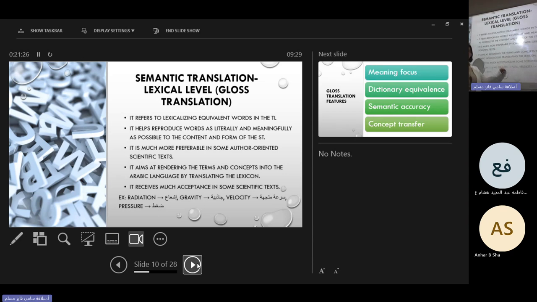جاذبية, same, an Arabic word that was given as a translation to gravity. Velocity, سرعة. Yes, سرعة, like in physics. ضغط. Okay. So this is a little bit clearer than the first two. It gives a meaning, exactly.